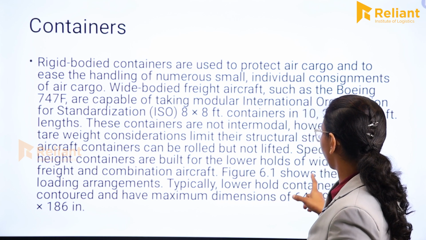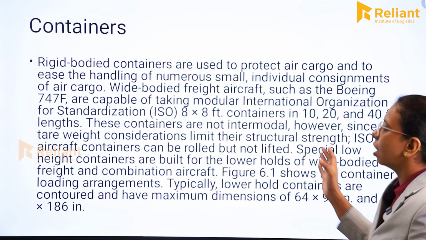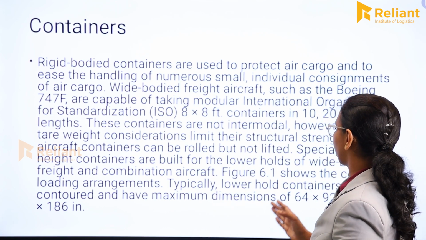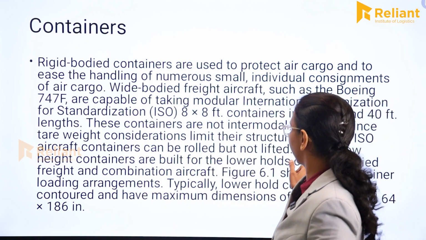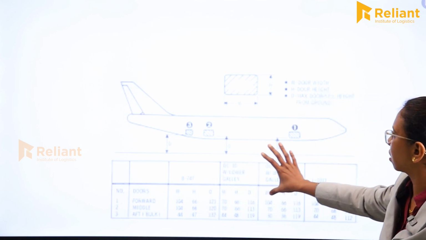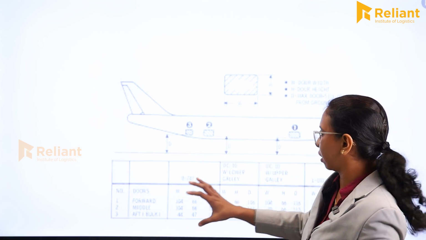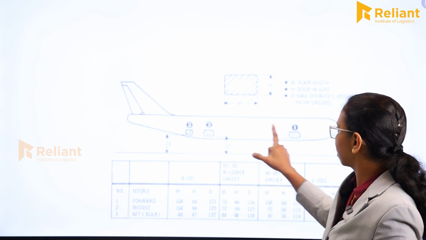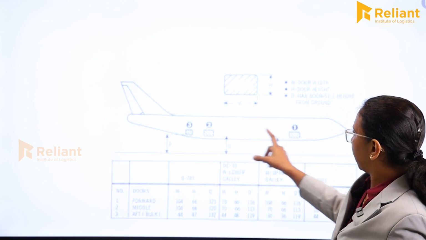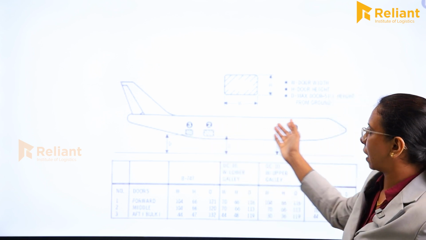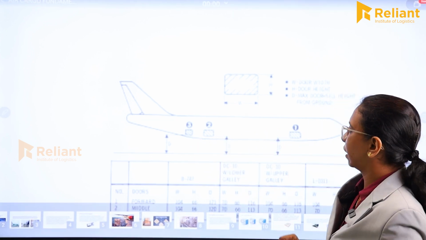Figure 6.1 shows the container loading arrangements. Typically lower hold containers are contoured and have maximum dimensions of 64 by 92 inches and 64 by 186 inches. You can see a model of that. This is how we are taking the air cargo to the belly part of the aircraft. Here these are the spaces for the containers. These are the belly portions, and on the upper side it will be the passenger seats, and this is the portion where the containers are loaded.